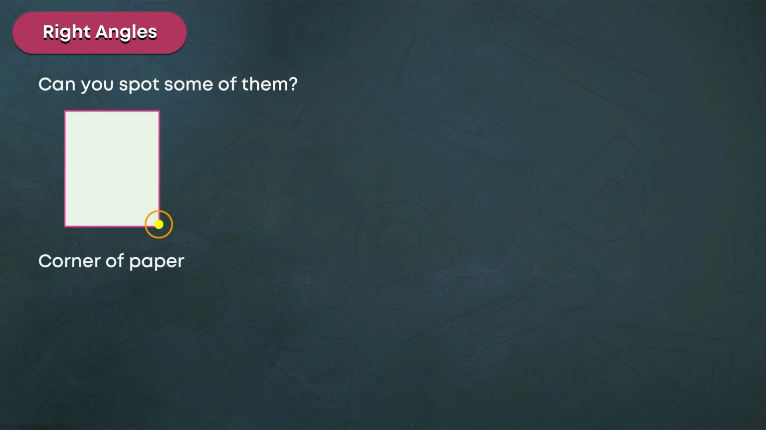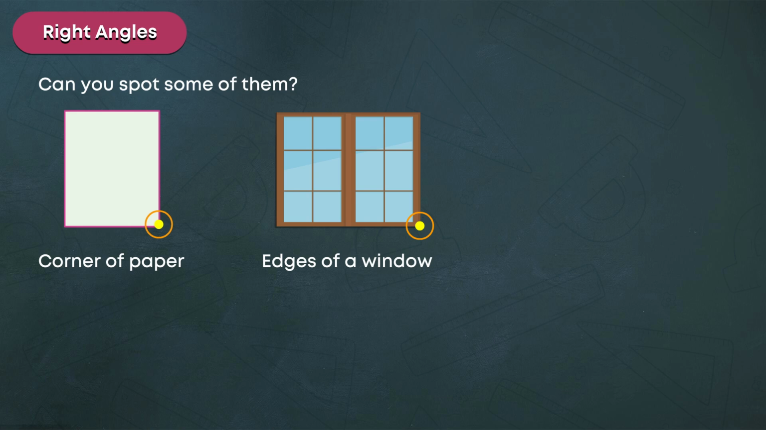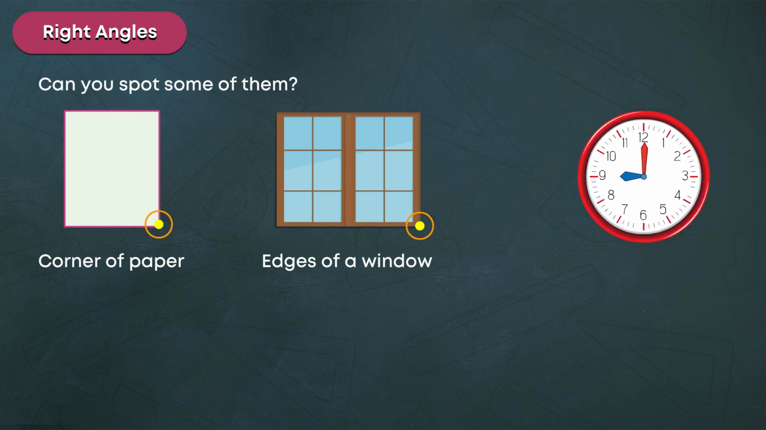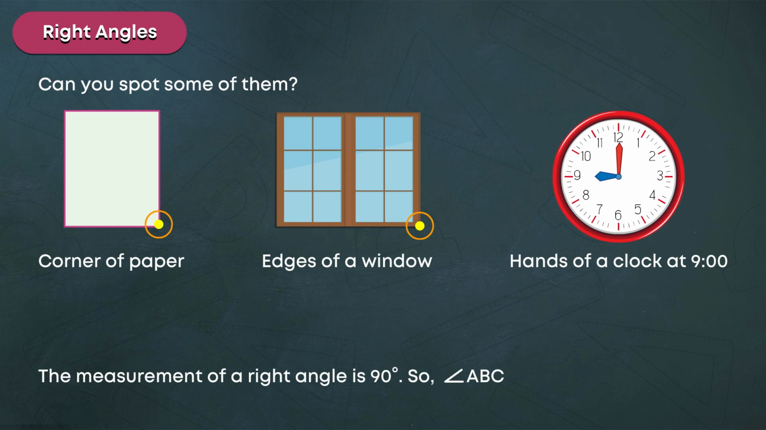Corner of paper, edges of a window, hands of a clock at 9 o'clock. The measurement of a right angle is 90 degrees. So, angle ABC is equal to 90 degrees.